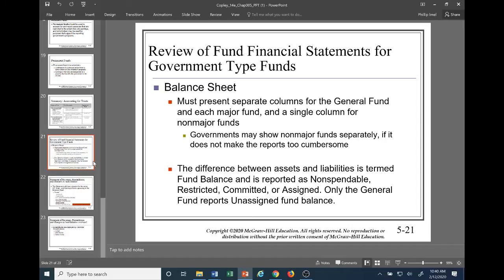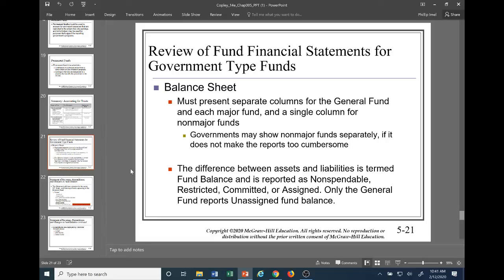General, right. Every government has to have a general fund, and they cannot have more than one. The general fund is always a major fund, so it's always going to have its own column, no matter what. So it must present separate columns for the general fund and each major fund, and a single column for non-major funds, because all the non-major funds don't meet that threshold. And what was it? It's the 10 and 5% rule. Yeah, that's the easiest to remember, 10 and 5.